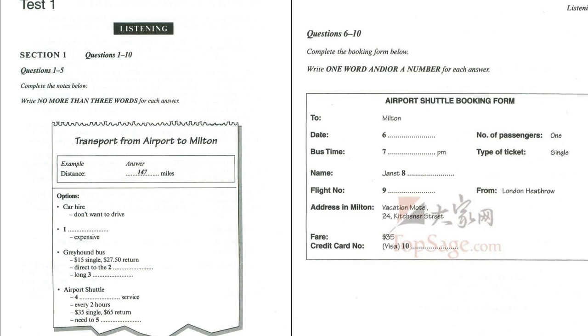We need to give the driver an address. Yes, it's called the Vacation Motel, and I think it's near the town centre. Anyway, the address is 24 Kitchener Street. That's Kitchener Street. That's fine. Right, so that's $35 to pay, please.